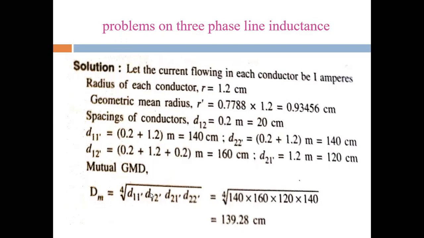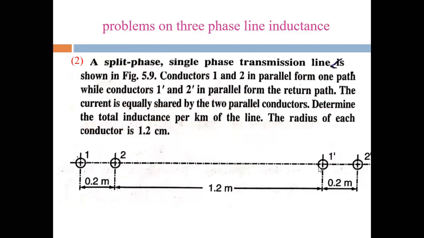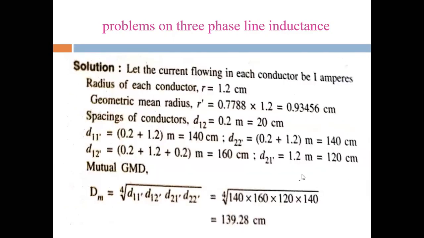Next we calculate the distance between 2 and 1 dash. The distance between 2 and 1 dash is 1.2 meters, that is 120 centimeters.